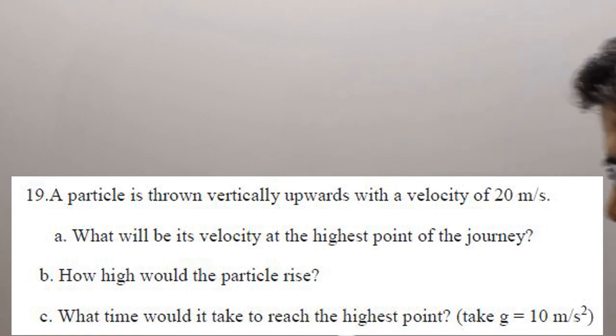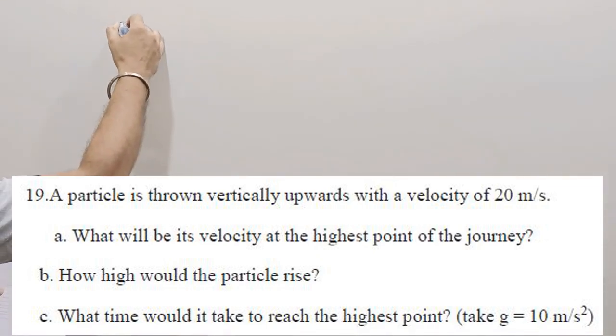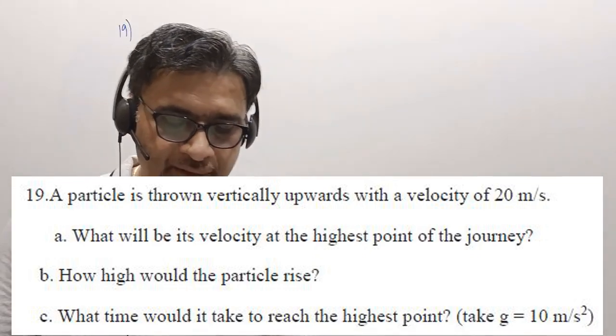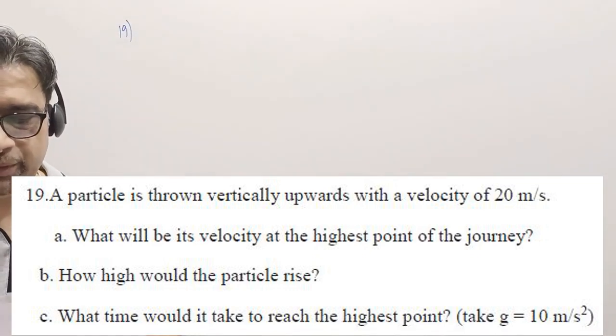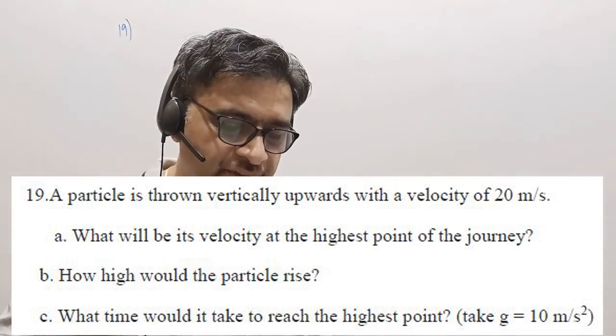So we are now on to question number 19. A particle is thrown vertically upwards. Let me read this question out. Let us make note of things as we read. A particle is thrown vertically upwards with a velocity of 20 meters per second.